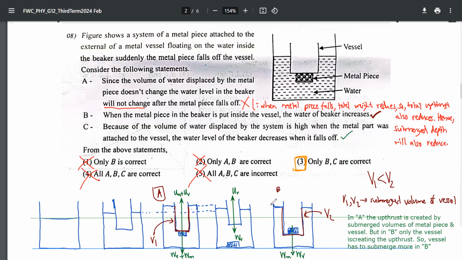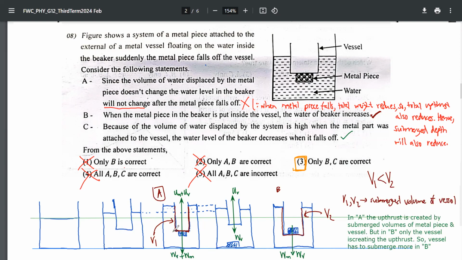Okay, since I missed recording this explanation, I will quickly explain it again. This is how the beaker will be at the beginning with water. When you put the vessel inside, the water will rise to create the upthrust for the vessel. Now the vessel is floating, with its weight and the upthrust acting on it.